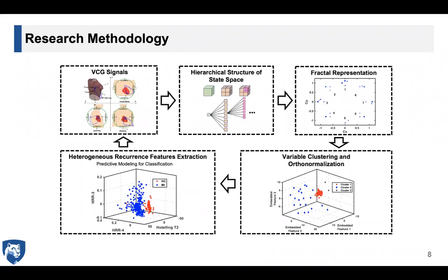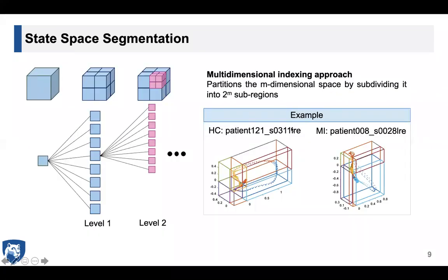In this study, we propose a heterogeneous recurrence analysis to study the VCG signal, and the procedure is shown on the slide. First, we need to do state space segmentation for our embedded trajectory. Here we use a multidimensional indexing approach to partition the m-dimensional space by subdividing it into 2 to the power of m subregions. For example, here we have the heart trajectory from two patients, and we are subdividing both of them into 8 subregions.